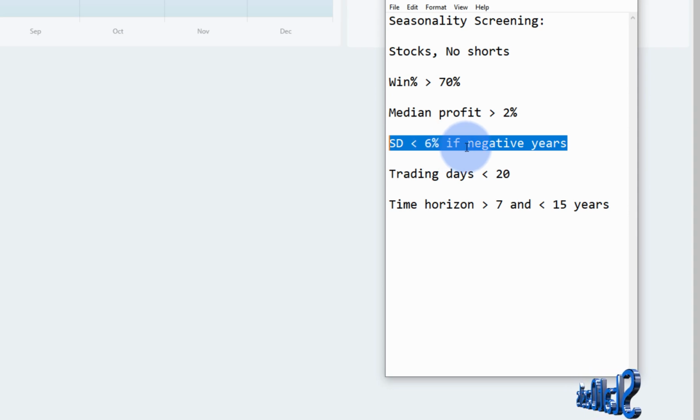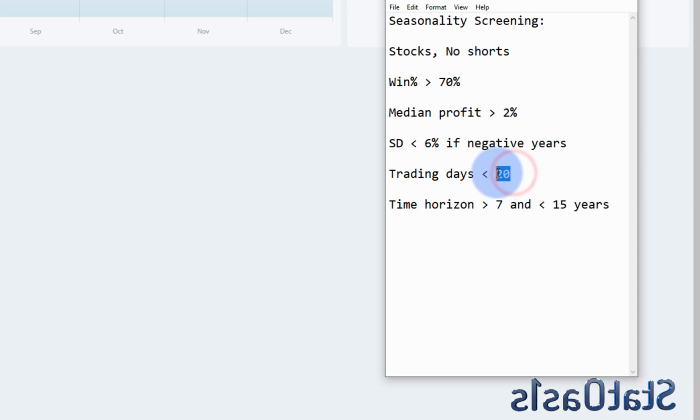Basically, I don't want to be whipsawed, because remember, we're going to add a stop loss later on. If the trade goes against you 6% and then makes 10%, that's not good, because most likely we will be exited by then. We will not hold the trade for a 6% loss. So we don't want high standard deviation in negative years.